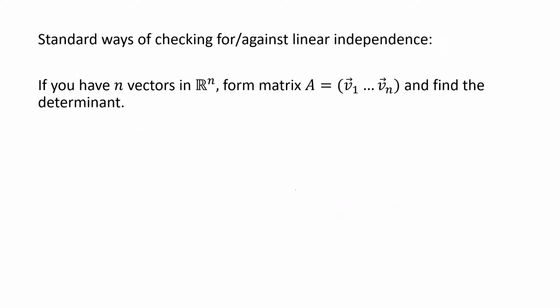A standard way for checking for or against linear independence, which is a little bit more advanced, is as follows. If we've got n vectors in Rn, we can form a square matrix A, which is just, as before, each column is one of the vectors in our set. And we're going to find the determinant. Our set is going to be linearly independent if and only if the determinant of our matrix is non-zero. Let's take a look at an example now to see how this works.